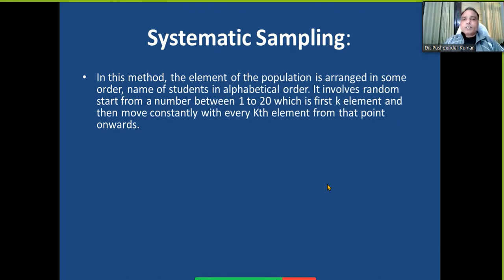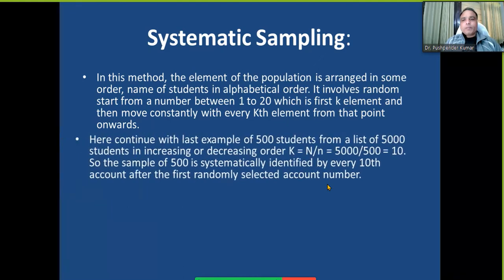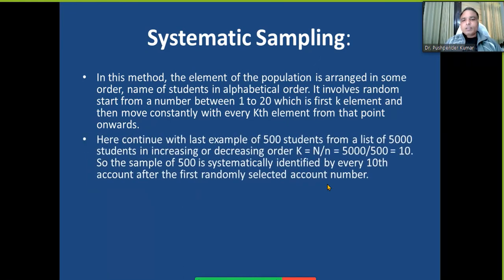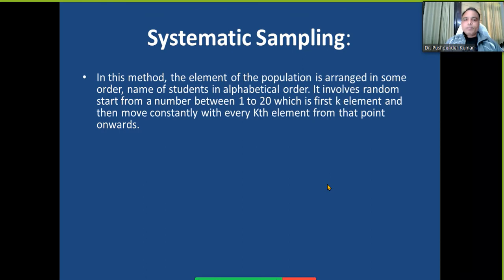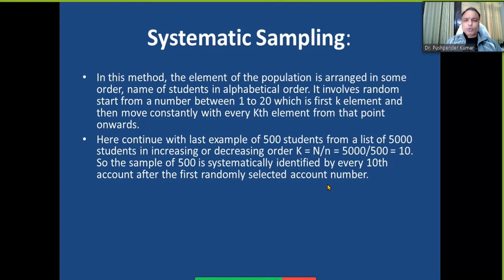So now I hope systematic sampling is clear to all of you. Let us continue with the last example of 500 students from a list of 5,000 students in increasing or decreasing order. Here you can see we have to select 500 out of 5,000. So every 10th one you can select. First randomly select a starting number. Suppose randomly you select 2. After 2, it is 12, 22, something like that.